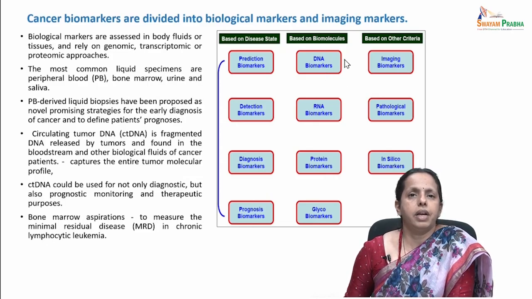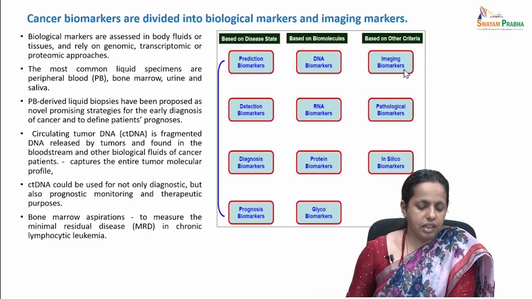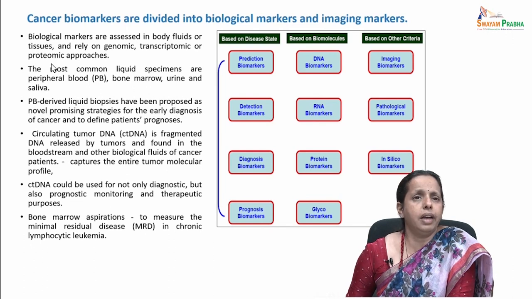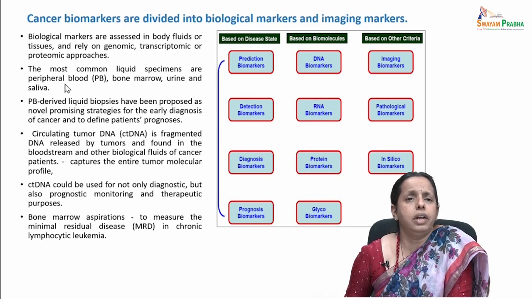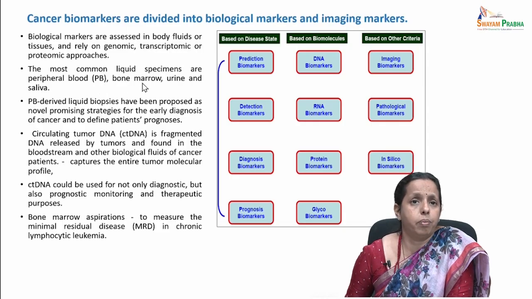Then, based on the biomolecules, as I said, DNA, RNA, protein, and glycoproteins. Based on other criteria, you have imaging biomarkers, a very important one, pathological biomarkers, and potentially in silico biomarkers. For this, what material do you need? Usually tissue biopsy, and then you may need peripheral blood, bone marrow, saliva, or cervical scrapes. Peripheral blood, as we have discussed, in blood liquid biopsies.